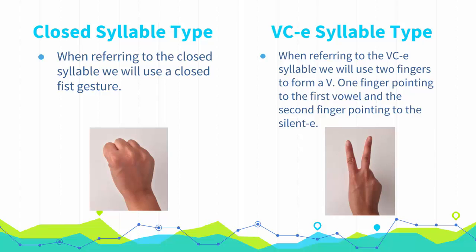When referring to the closed syllable, we will make a closed fist gesture. When referring to the vowel consonant E syllable, we will use 2 fingers to form a V, one finger pointing to the first vowel and the second finger pointing to the silent E. 95% Group uses these gestures to keep students engaged and to provide multi-sensory opportunities.